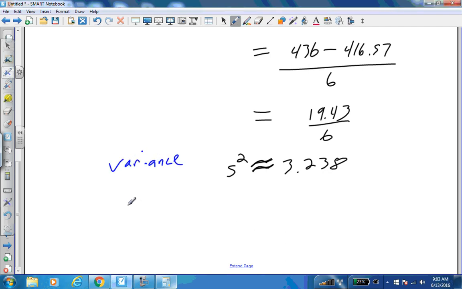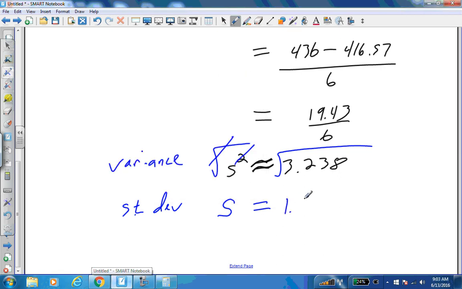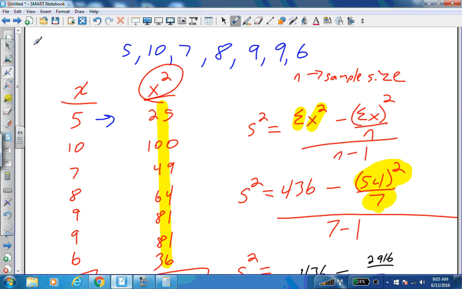So if we want to know our standard deviation, we take the square root of that. So the square root of a square, those cancel, giving us S. And if we take the square root of this number, 1.799. So our standard deviation is about 1.799. That is, on average, our data values are approximately 1.799 from the mean.